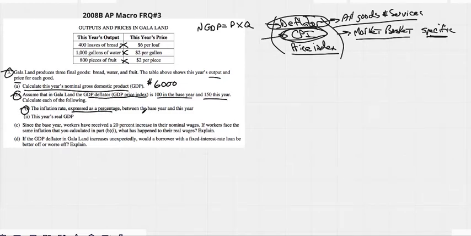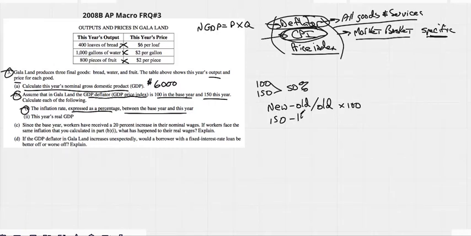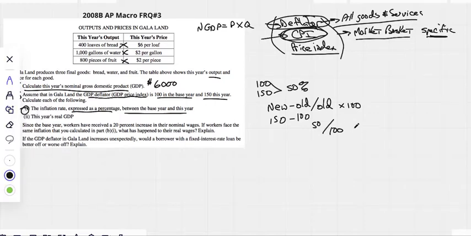The inflation rate expressed as a percentage between the base year and this year. So obviously if we go from 100 to 150, recognize that that's easy to do as 50%. You could have used the formula new minus old divided by old times 100. The new would have been the 150 minus the old, which is 100, which would have given you 50 over the old, which would have been 100. 50 divided by 100 times 100, which would have given you 50%. So just know that that's pretty easy to do. Obviously, if your year one was 100 and your year two is 150 for a CPI or deflator or whatever, again, that's easy to recognize as 50%.